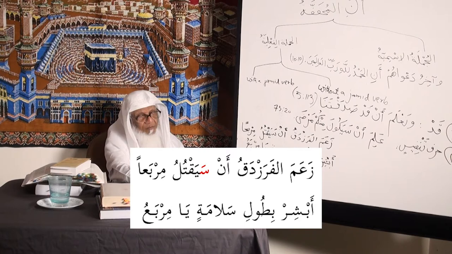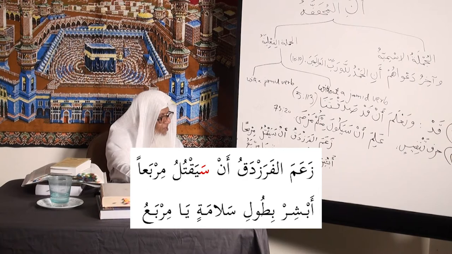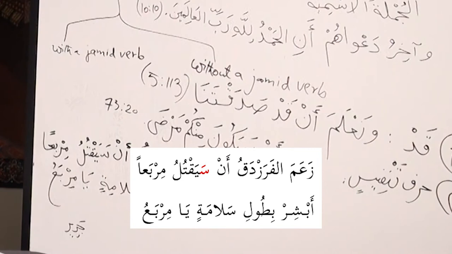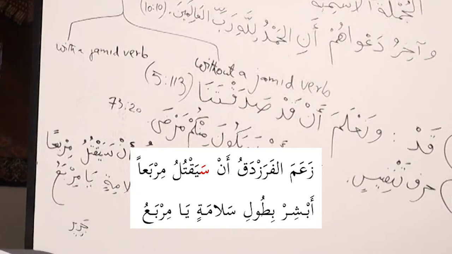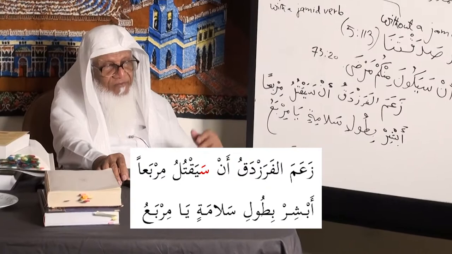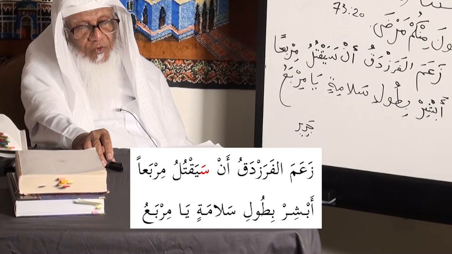Now he's pulling his leg, mocking him. He says, "Abshir bi tuli salamatin ya Mirba." He now is speaking to Mirba, addressing him. He says, Mirba, be sure that you will have a long life, because Farazdaq is such a coward that he's not going to kill you. He says, Abshir. Abshir, we have seen this in our book. Have the good news. Bituli salamatin, with a long life. Ya Mirba'u, Mirba, be assured of a long life, because Farazdaq wants to kill you.